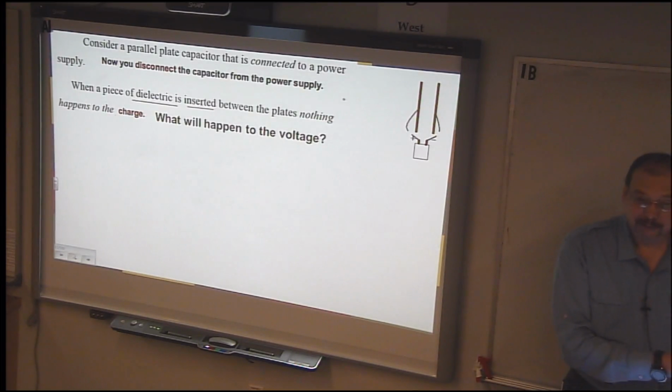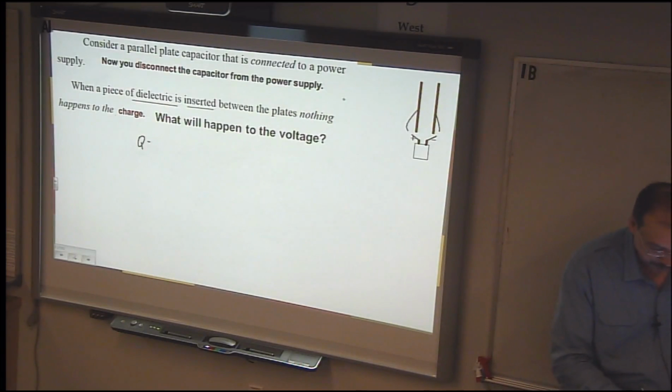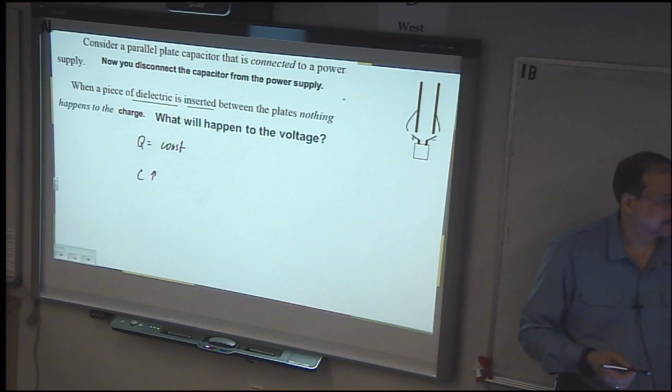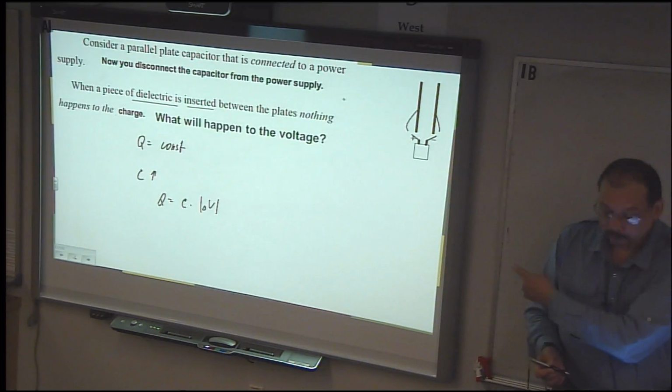If the capacitor remains connected, voltage does not change. If the capacitor is disconnected, charge does not change. In this situation, Q should remain constant. However, as we know, still capacitance should go up. Still. Then the relationship between Q, charge, capacitance C, and voltage is always given by the same equation.